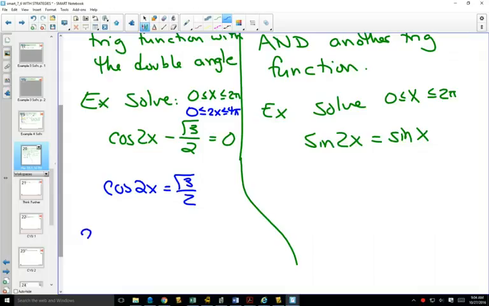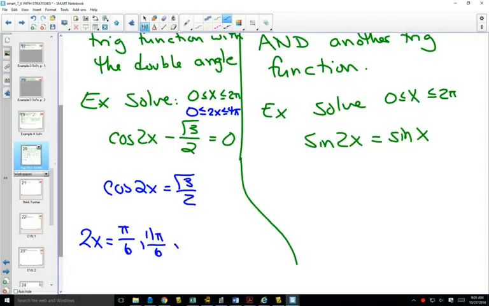What family is that? Pi over 6 family. What quadrants would you look in? 1 and 4. So we'd have pi over 6 in quadrant 1 and 11 pi over 6 in quadrant 4. That would be the first time around.